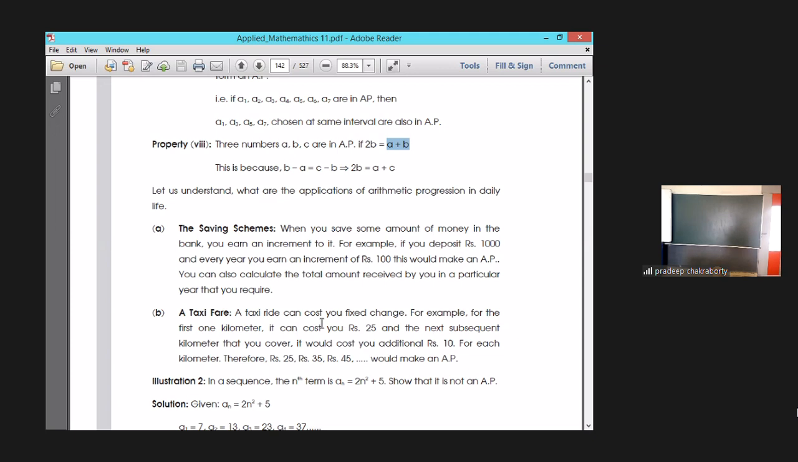Here AP will not play a role, because in AP a fixed increment is required. And whenever we calculate interest by the compound interest formula, there is no fixed increment. Every year the increment increases. Suppose the first year it is 100, and if it is a 10% increment, then the second year it will be 110, then the third year it will be 121, something like that. So in this way it will go on.